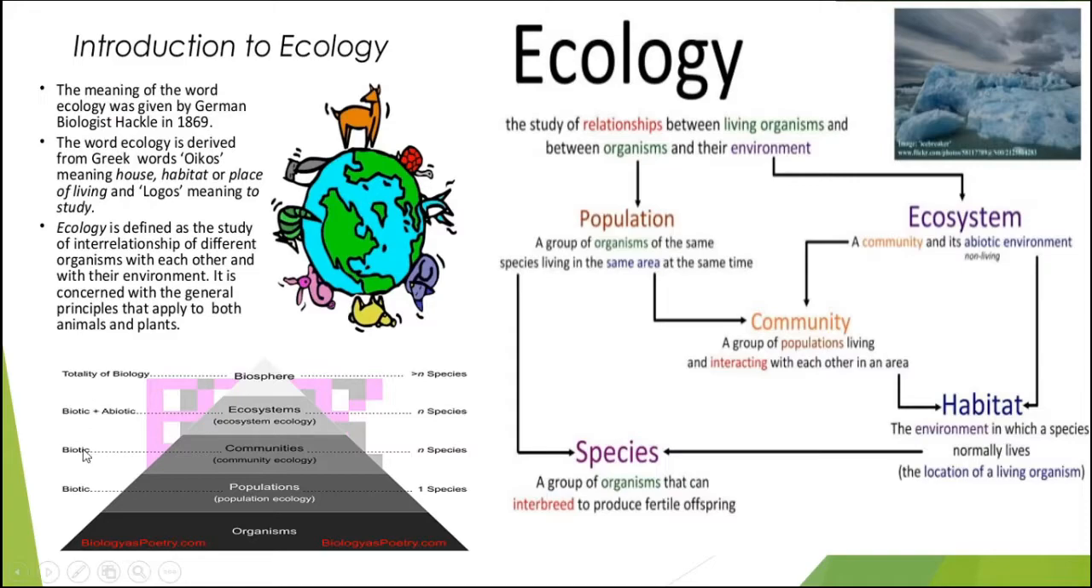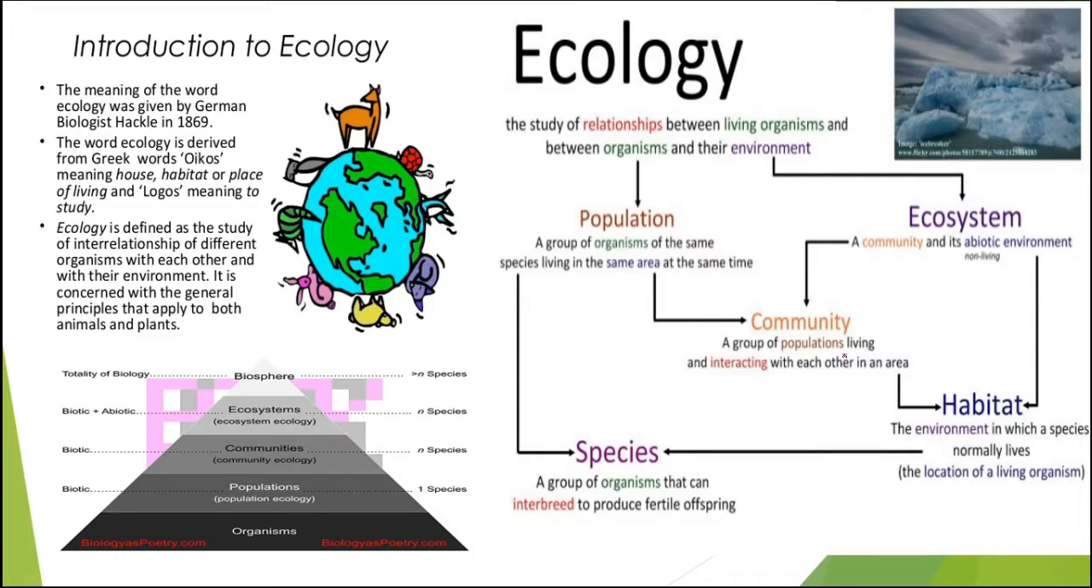In this slide we can see the introduction of ecology. The term ecology was given by the German biologist named Haeckel in 1869. This word comes from the Greek word oikos, meaning house or habitat, and logos meaning to study. Now, ecology is the study of the interrelationship of different organisms as well as their interaction with the environment in which they live. The study of relationship between living organisms and between organisms and their environment is collectively known as ecosystem. Now a group of organisms will constitute a population in that particular area at a particular time, and a group of populations will constitute a community.